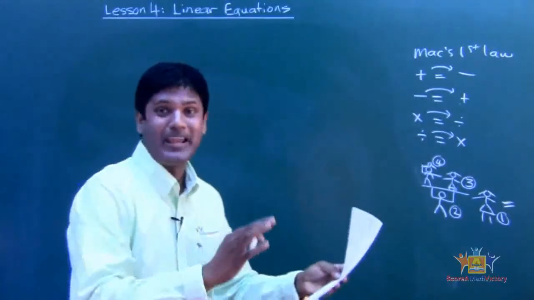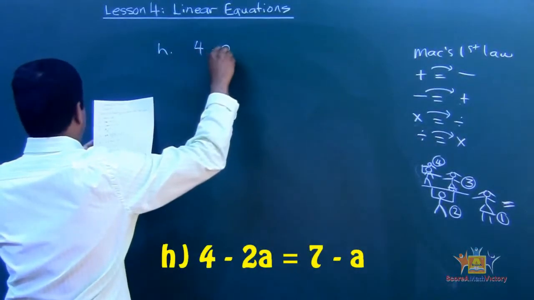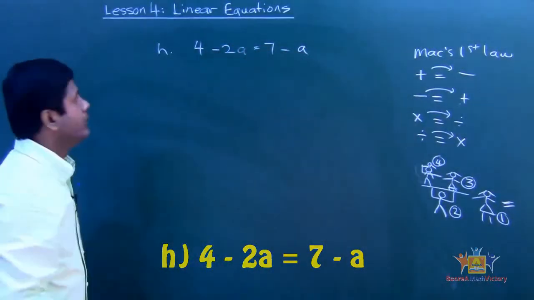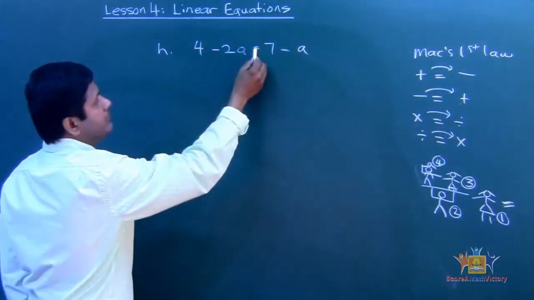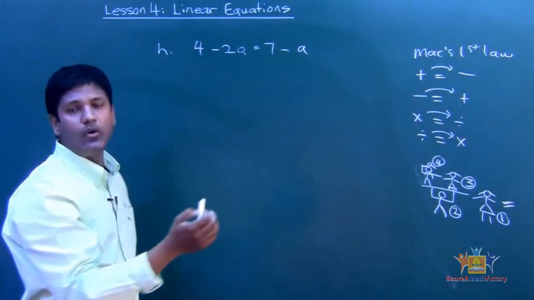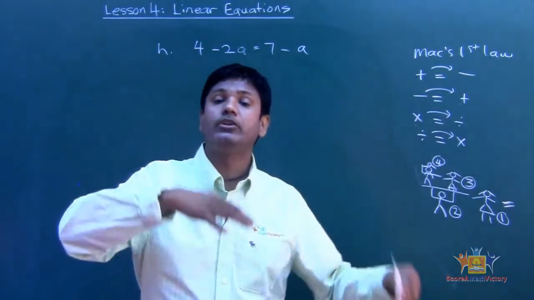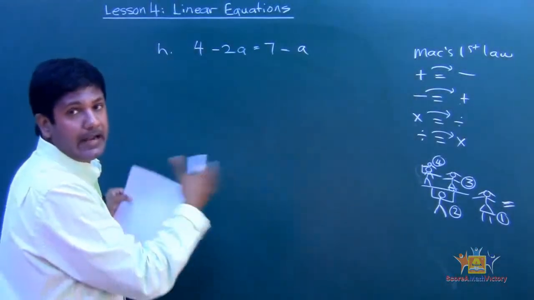My dear students, let's do H. Okay, now H, you're given 4 minus 2a equals 7 minus a. Now look at that. You've got an unknown here and an unknown there. So the bridge right there, you've got two sides. So always the goal, when you have unknowns on both sides, is to gather them all to one side. Alright? So it's always good to keep them on the left hand side.